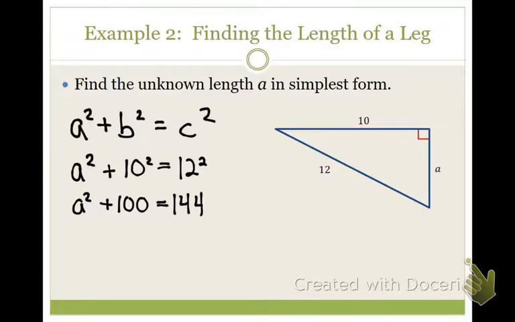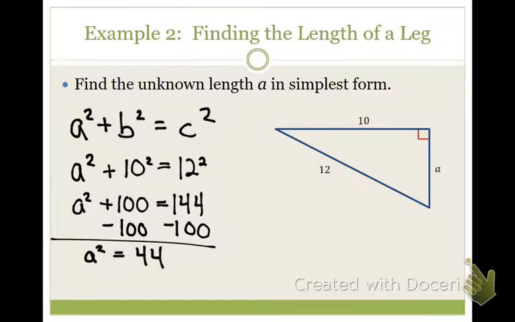All right, now you have two choices. Your first choice is to take the square root first, so we're going to take the square root of A squared, 100, and 144. Or would the other choice be to subtract 100 from both sides? What do I have to do first? I need to subtract 100. I take the square root last, okay? So subtract 100 from both sides to get 44. And now A squared equals 44.